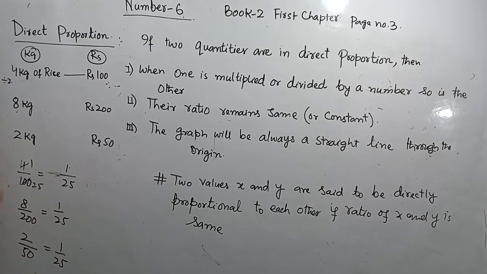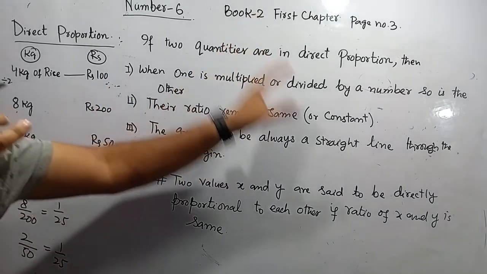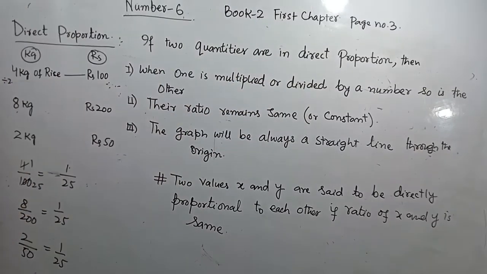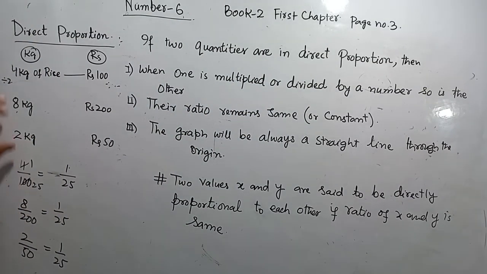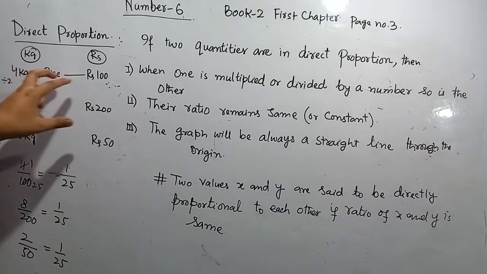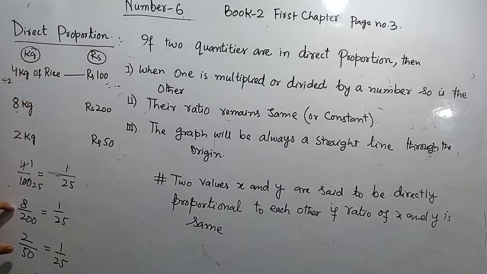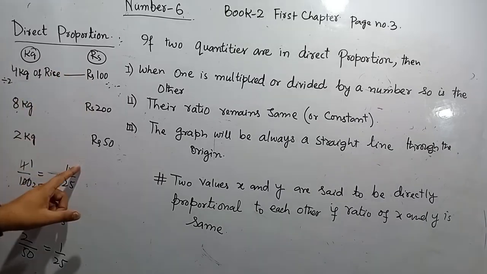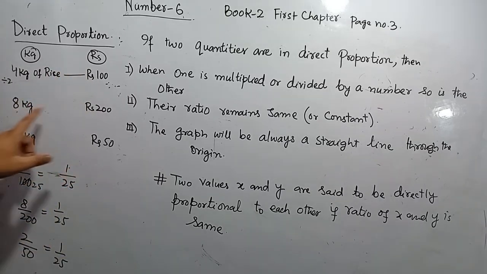Now you can see their ratio remains the same, that is, the ratio remains constant. You can see the ratio of every value, for each corresponding value, is the same. Here 4 by 100 is 1 by 25. 8 by 200 is 1 divided by 25. 2 by 50 is 1 divided by 25.